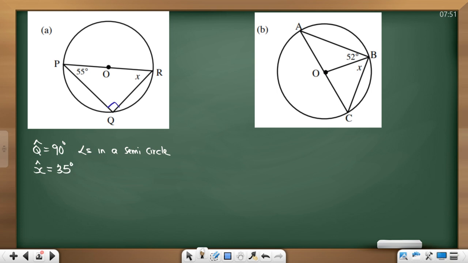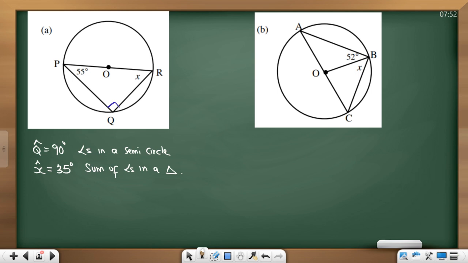I hope you understand how I got my X, by saying 90 minus 55. And what will be your reason? Sum of angles in a triangle. We are done. Statement and reason. So please draw that circle quickly and make your notes, whichever note you feel you need to make.